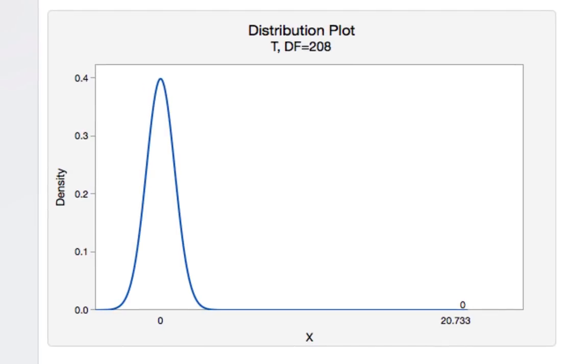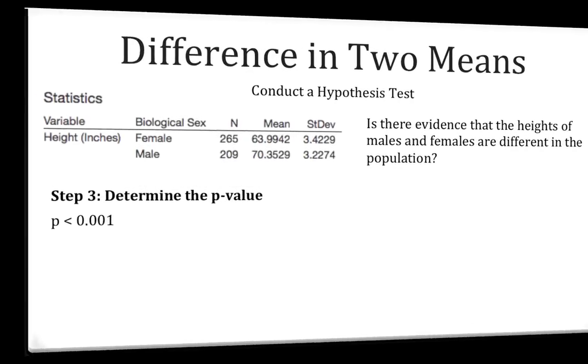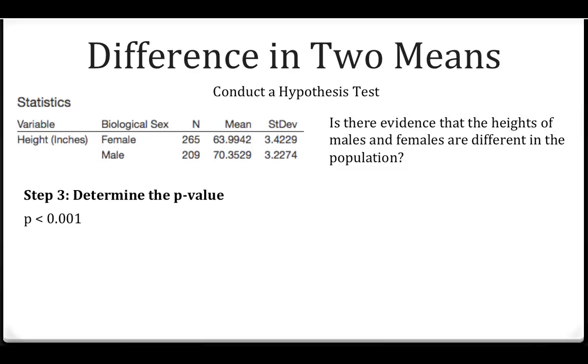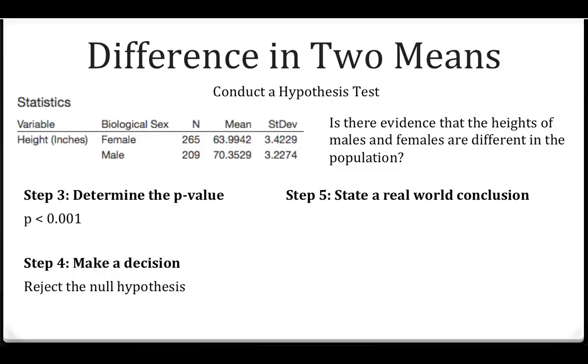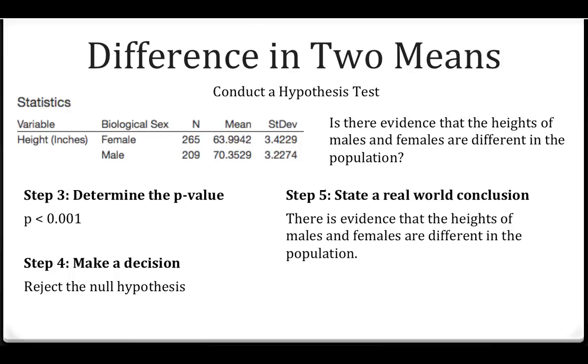On this distribution, we see a p-value of 0. Theoretically, a p-value can never equal 0. There's always at least a very, very slight chance that a type 1 error was committed. So what we would say in this case is p is less than 0.001. In other words, the p-value is very small. With this very small p-value then, in step 4, we would reject the null hypothesis. Step 5, we rejected the null hypothesis, so there is evidence that the heights of males and females are different in the population.